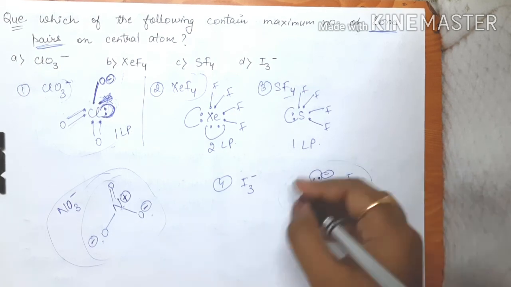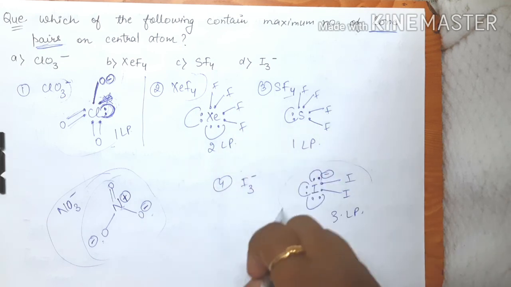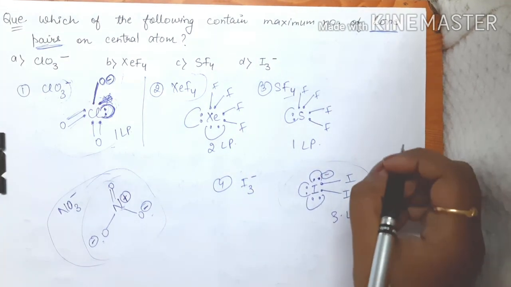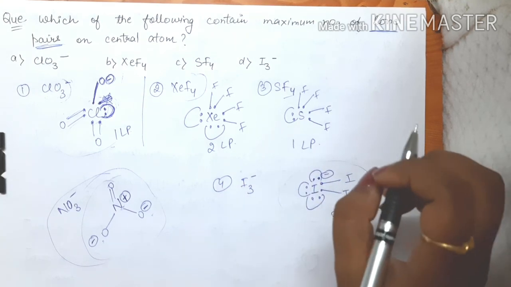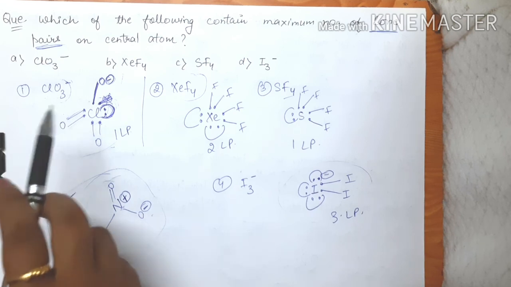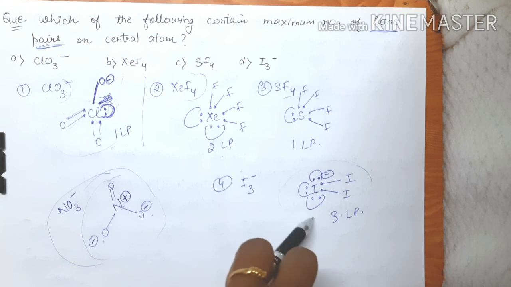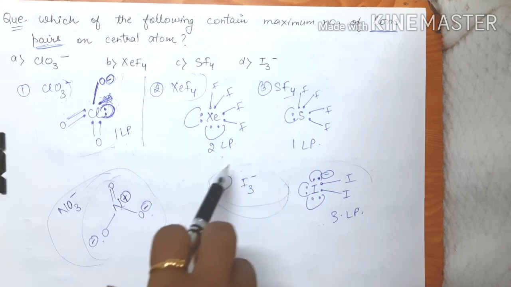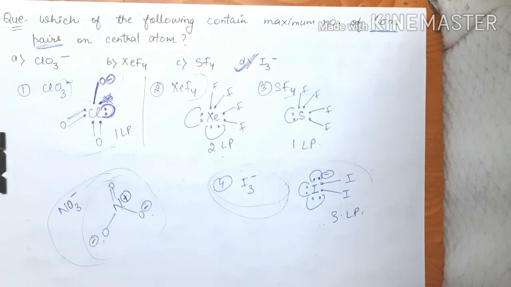This is not the shape or geometry of the molecule in each of these cases. We are just drawing the rough structures. We are not going into the proper orientation of these molecules. We are just making rough structures in order to find out just the lone pairs. So the first one has 1, the second has 2, the third has 1 and the fourth has 3 lone pairs. So the fourth one has the maximum number of lone pairs. So the correct option is option D.